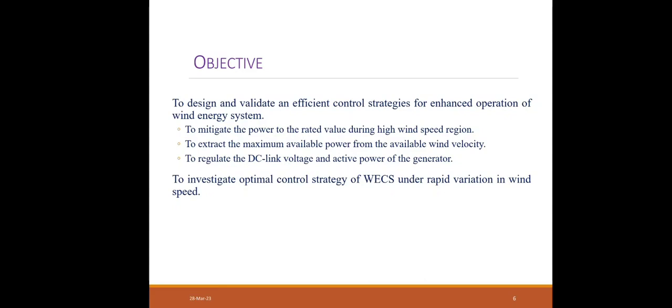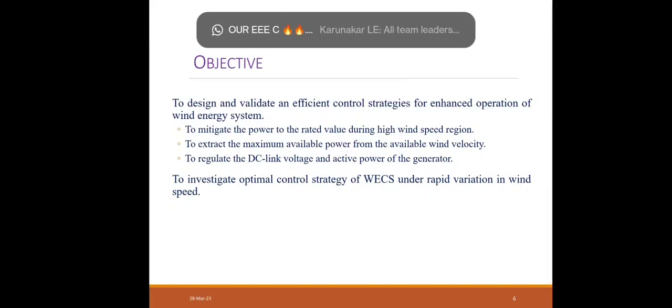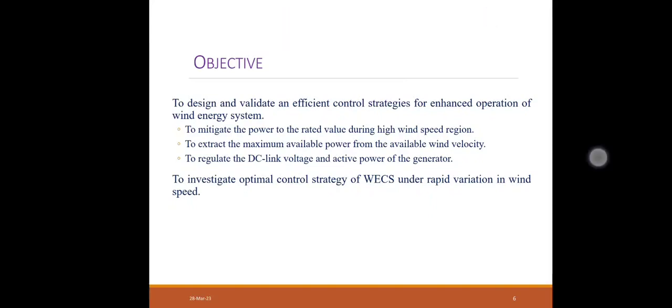Objective: to design and validate efficient control strategies for enhanced operation of the wind energy system, to limit the power to the rated value during the high wind speed region, to extract the maximum available power from the available wind velocity, and to regulate the DC link voltage and active power of the generator. The DC link is a very important parameter which is used in our project.